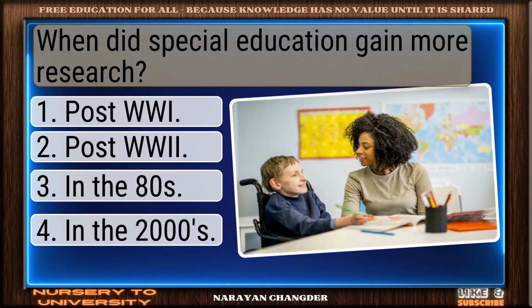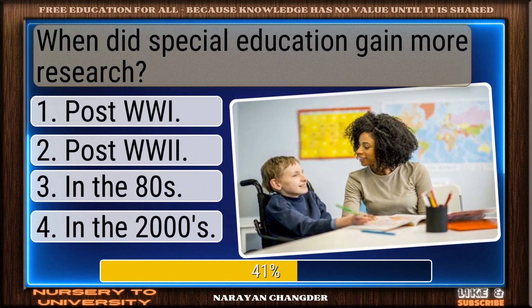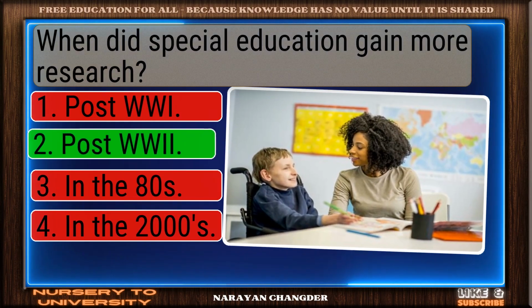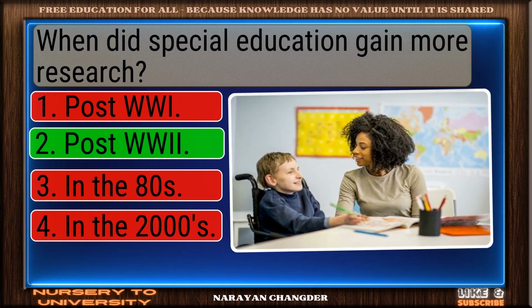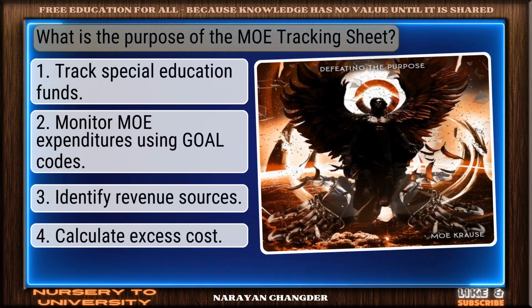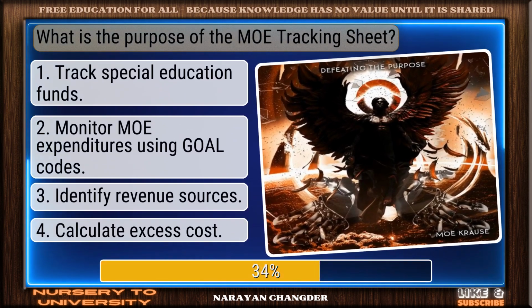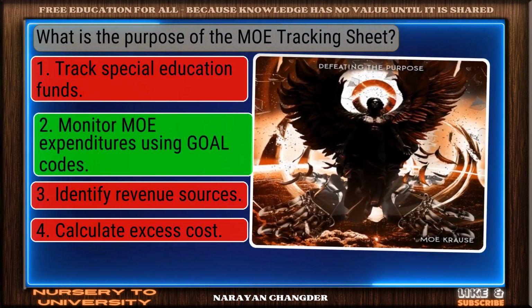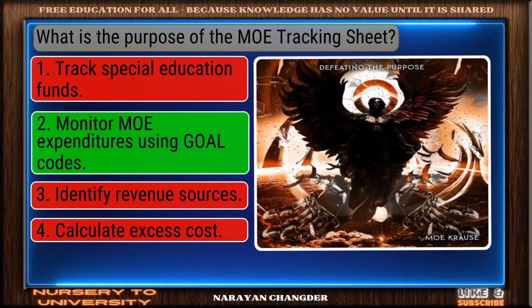When did special education gain more research? Sharp thinking. Post-WWII is the right choice. What is the purpose of the MOE tracking sheet? Great thinking. Monitor MOE expenditures using goal codes is the right choice.